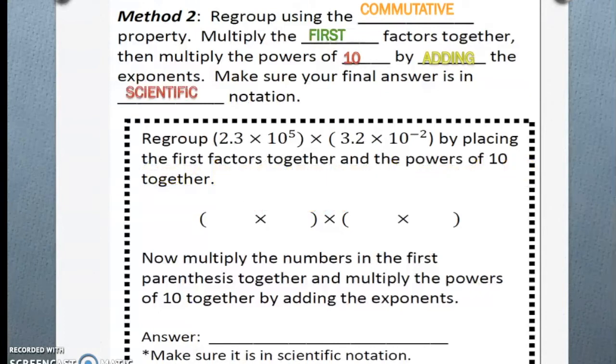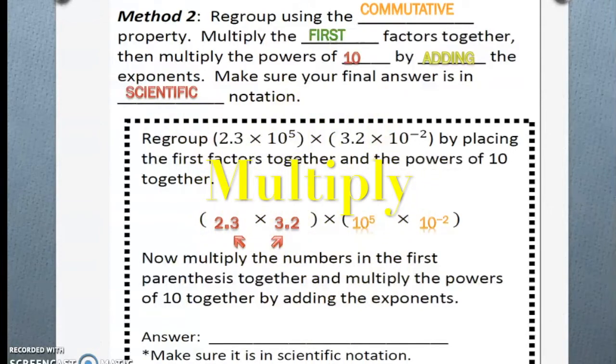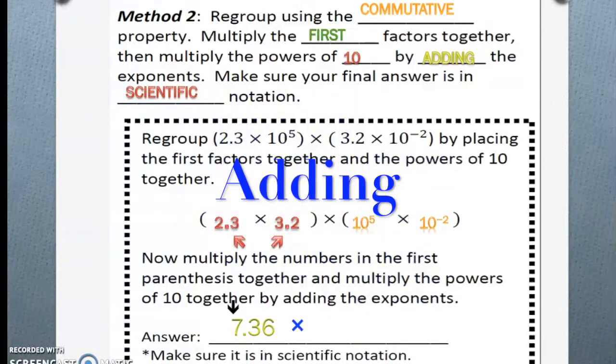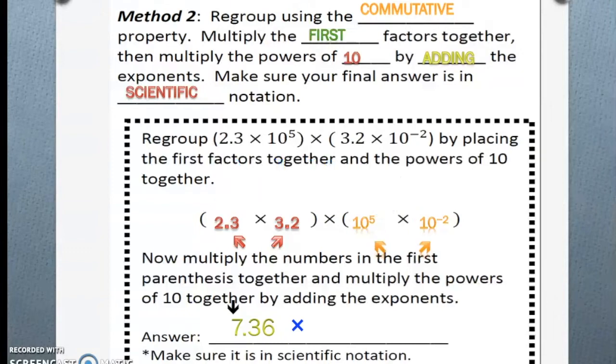So let's go ahead and regroup the 2.3 and the 3.2. And then we are going to put our powers together, 10 to the fifth and 10 to the negative 2 power. Now we're going to multiply the first parenthesis together, 2.3 times 3.2, leaving us with 7.36. Next, we are going to multiply our powers of 10 by adding our exponents. So I'm going to have 5 plus negative 2, which will give me 10 to the third power. Hope that's making sense to you.